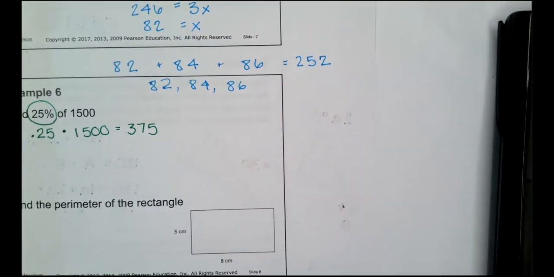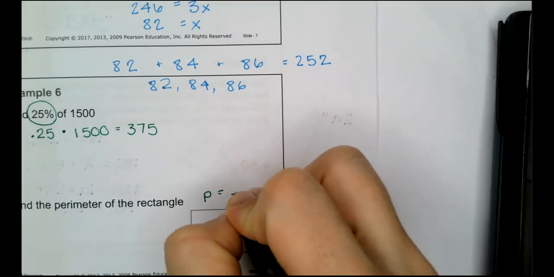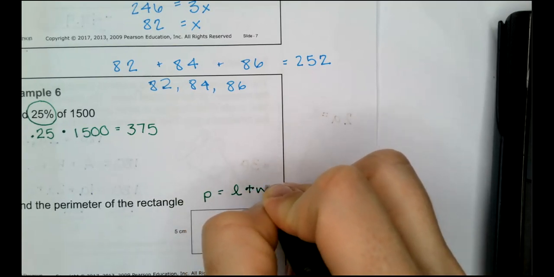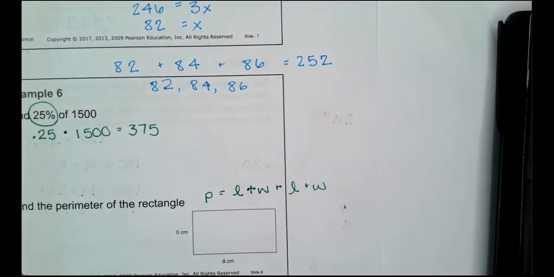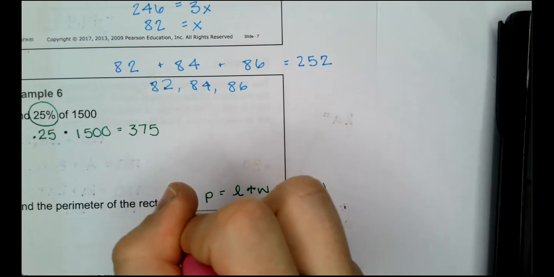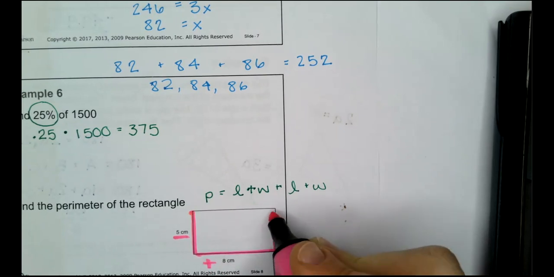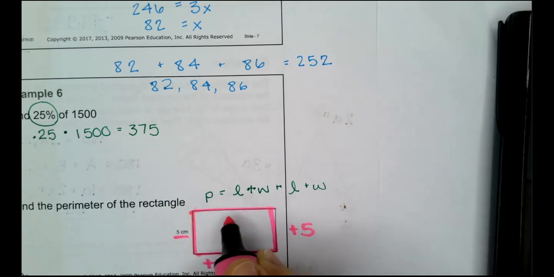Finally, last question, find the perimeter of the rectangle. So perimeter is equal to the length of a rectangle, the width plus the length plus the width. It's like you're building a fence. You're starting here and you're saying 5, you're turning, you're adding 8, you're turning, you're adding this amount again, which is just another 5, and then turning again and you're adding another 8. So you have 5 plus 8 plus 5 plus 8.